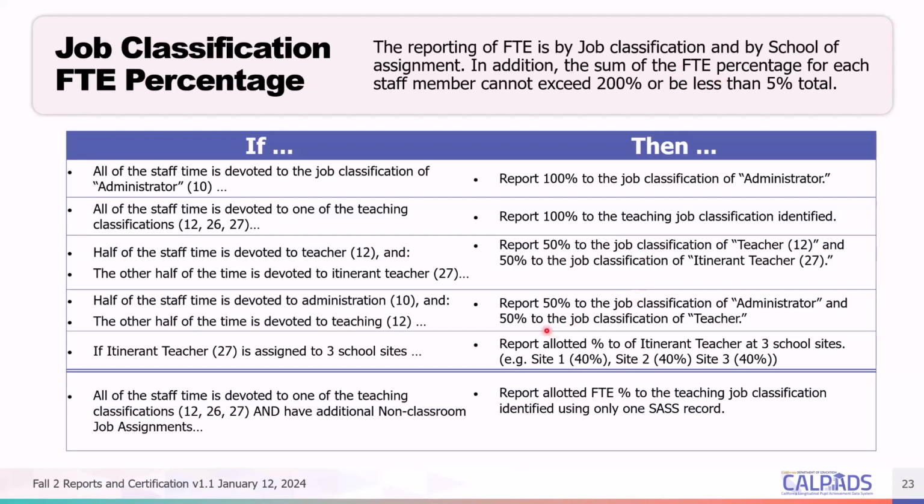And then also we have scenarios where you have an itinerant teacher who is assigned to multiple school sites. If that's the case, since we only have one job classification but we're breaking it into three school sites, you have to submit three staff assignment records, each one reflecting itinerant job classification of 27, and each one assigned to each of the school sites. And then, of course, you break down the FTE based on those school site assignments. Again, bottom line, you can exceed 400%.